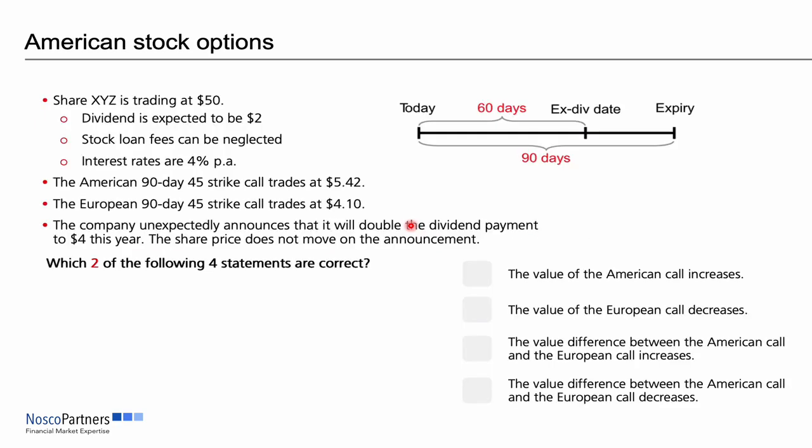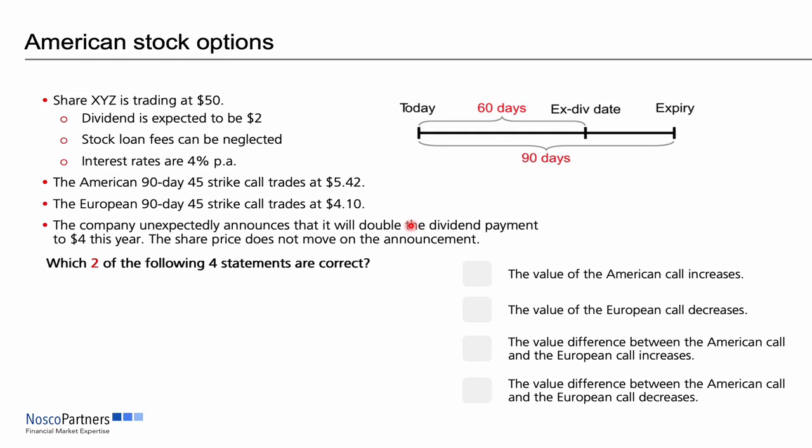Good. I think we best look at an example. An example is usually showing these things best. Now the example is the following. It's quite a nice example. So let's assume we have a share, so a stock option, with the share trading at 50. We have a dividend. The dividend is expected to be $2.